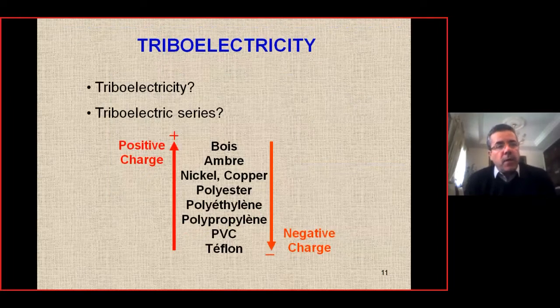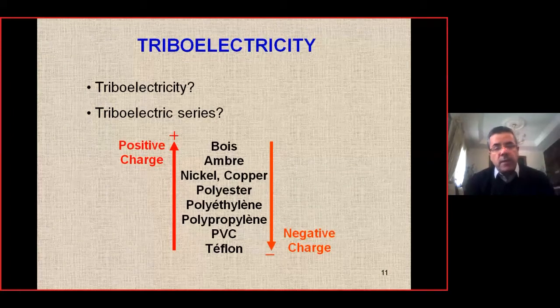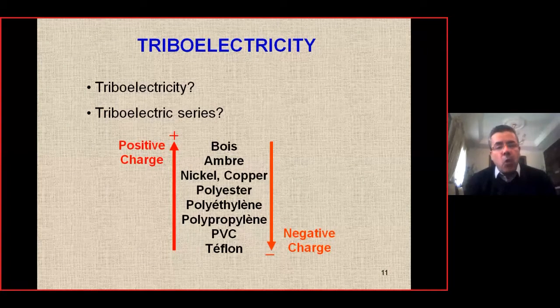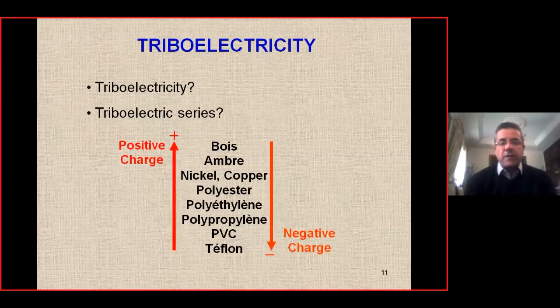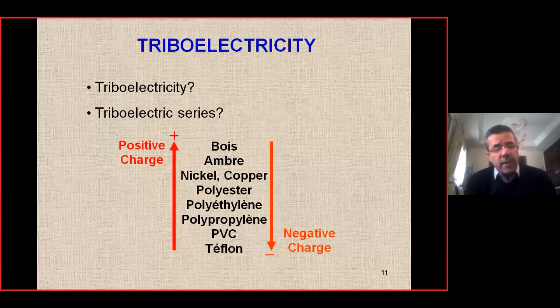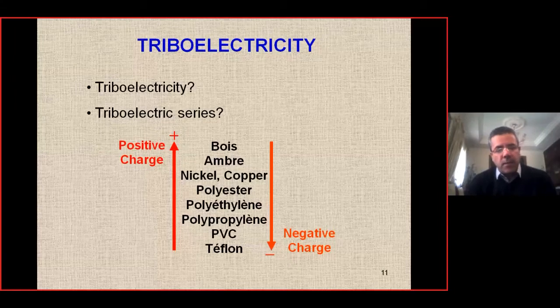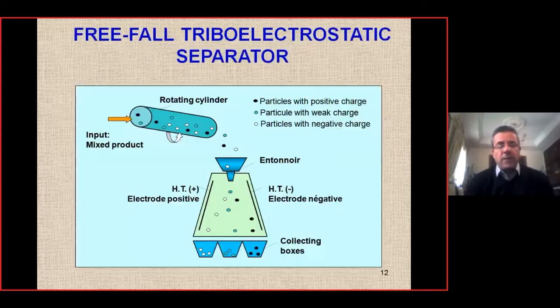This type of separator is called a triboelectric separator. What is triboelectricity? Triboelectricity is the first electrical phenomenon known by humans. It's when you take two objects and rub them one against the other. One object will get a positive charge and the other object will get a negative charge. Tribo in Greek means rubbing. So when rubbing two materials, or when they enter in contact, they simply get opposite charges. One gets a positive charge, the other a negative charge.